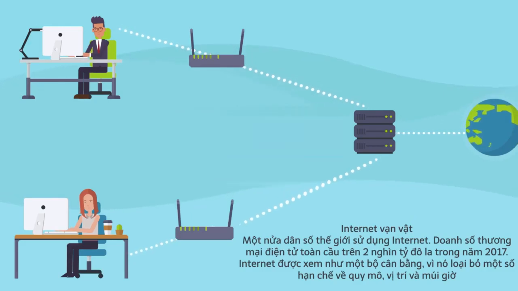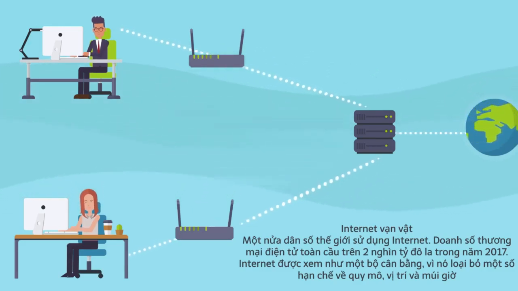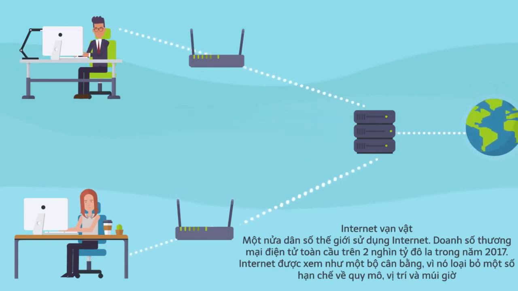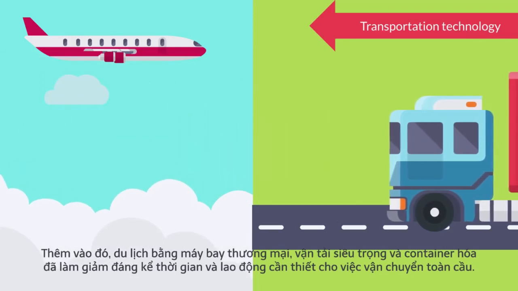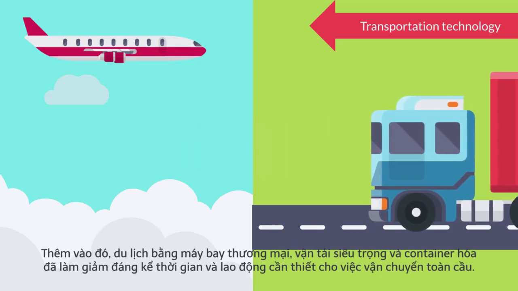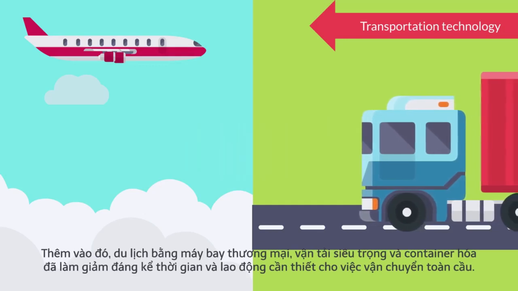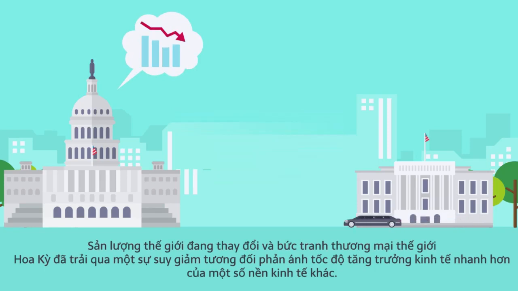Global e-commerce sales were over $2 trillion in 2017. The internet is viewed as an equalizer, as it rolls back some of the constraints of scale, location, and time zone. Transportation technology. Additionally, commercial jet travel, super freighters, and containerization significantly reduce the time and labor required for global transport and shipping.